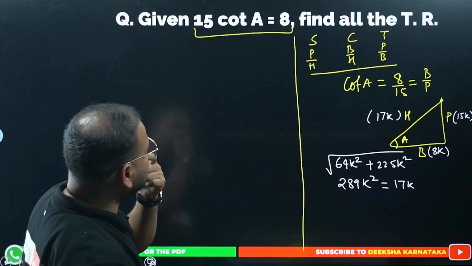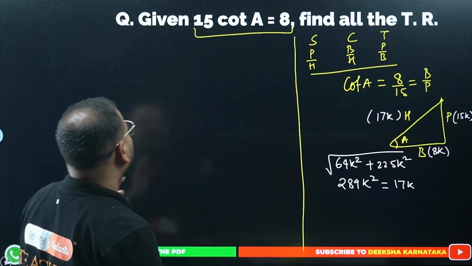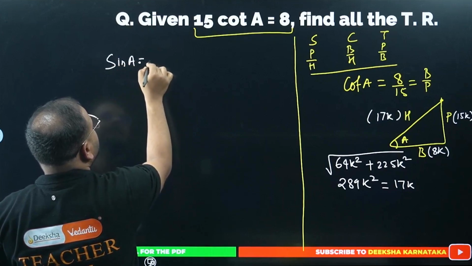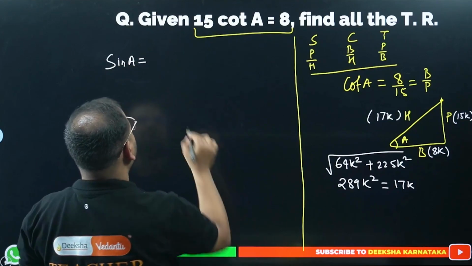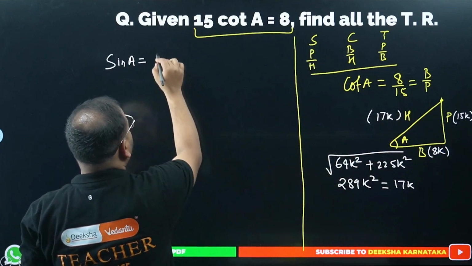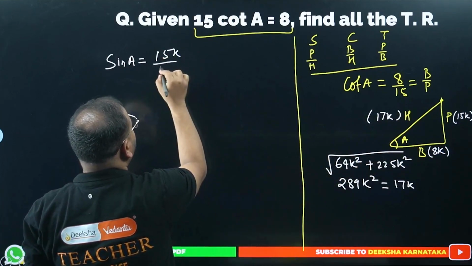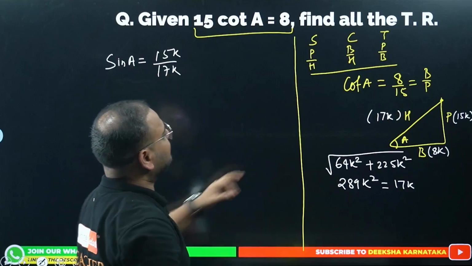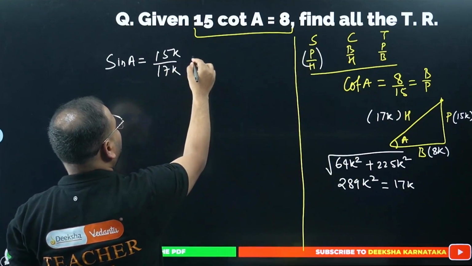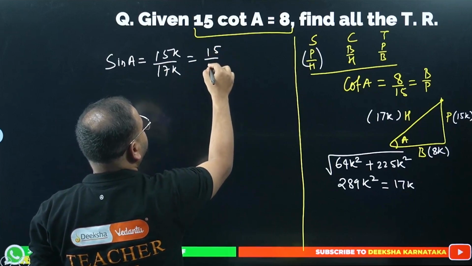So I have P, H, B, everything known. So I'll write sine first. Sine of angle A. Sine of angle A is P by H. What is P? 15k by 17k. I've written the formula here, so no need to write it again. I can cancel k and k. My answer is 15 by 17.